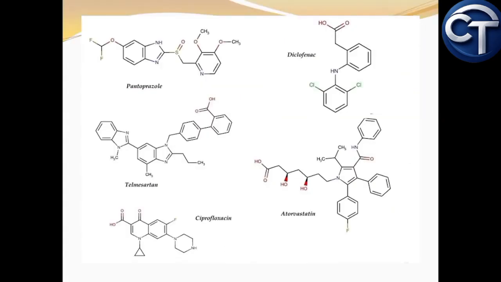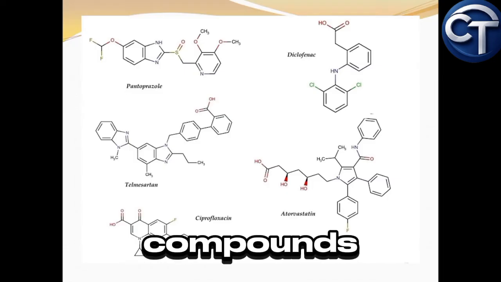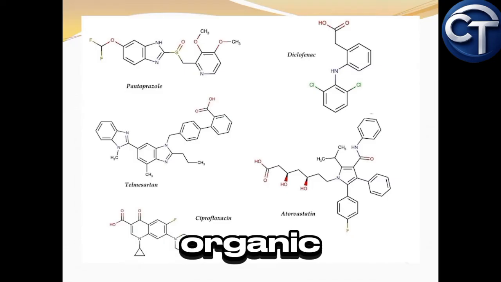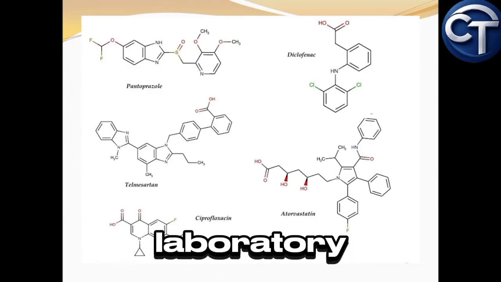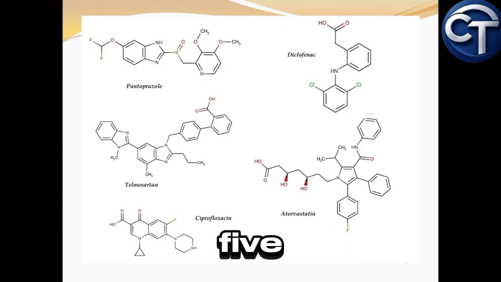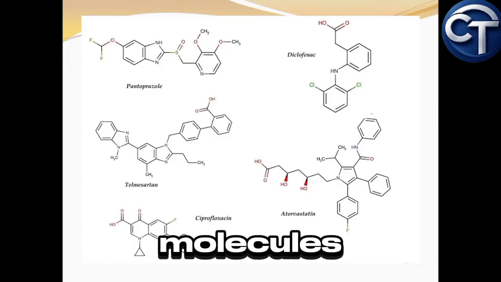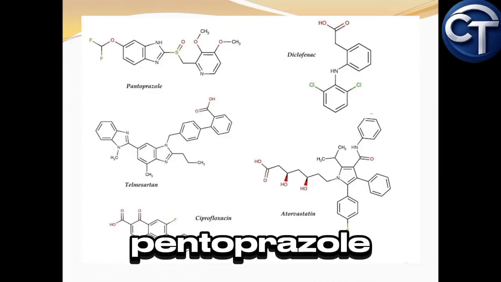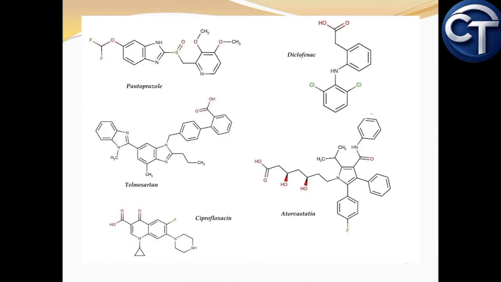So, these drug molecules are actually different kinds of organic compounds, and these organic compounds are synthesized in the laboratory. Here I have selected 5 drug molecules for representation: pantoprazole, diclofenac, telmisartan, atorvastatin, and ciprofloxacin. These drugs are very common. People commonly use them to treat different kinds of medical conditions. So you see, they are actually small organic molecules.